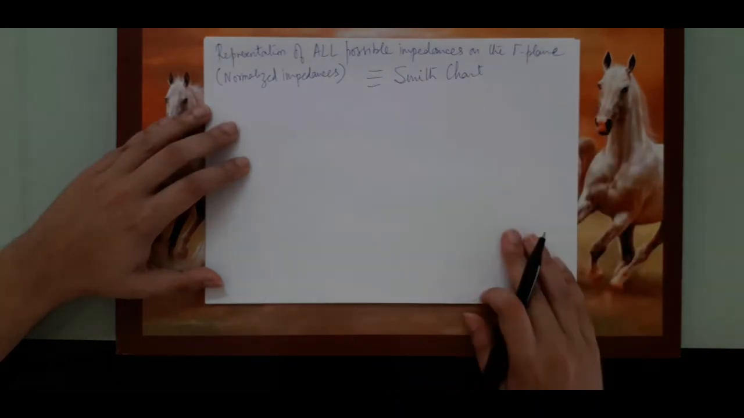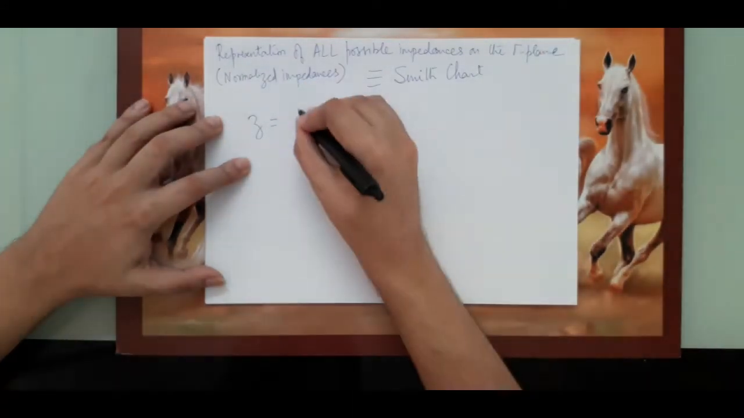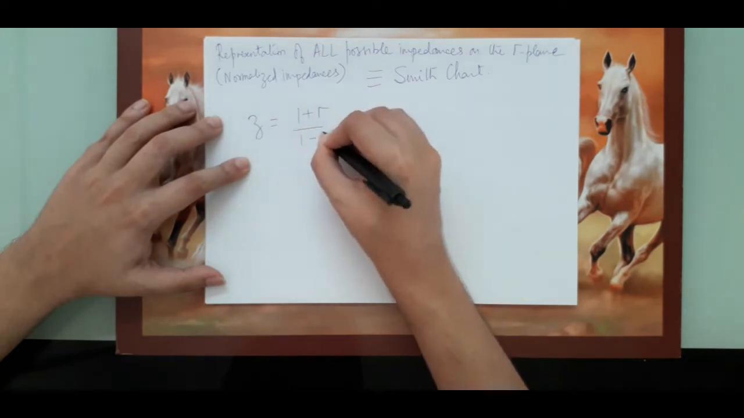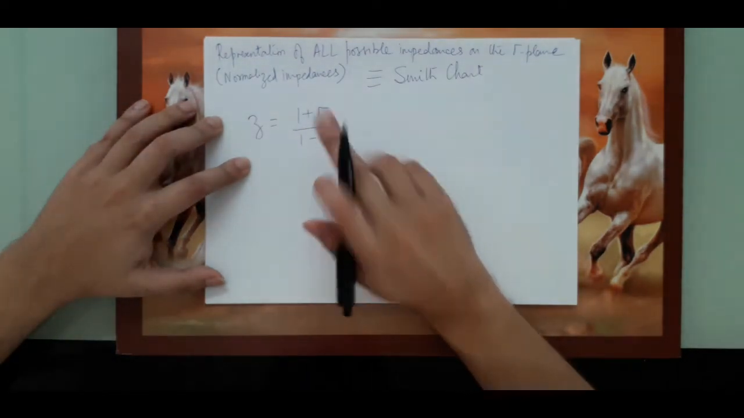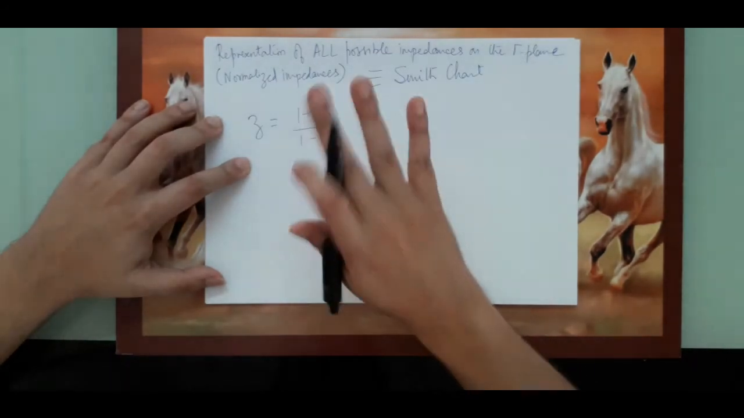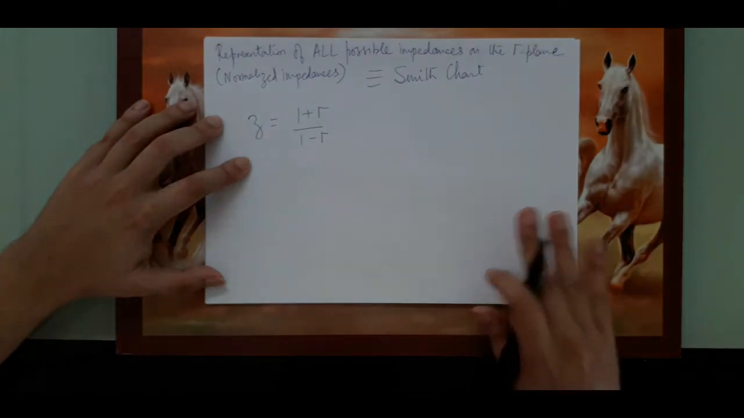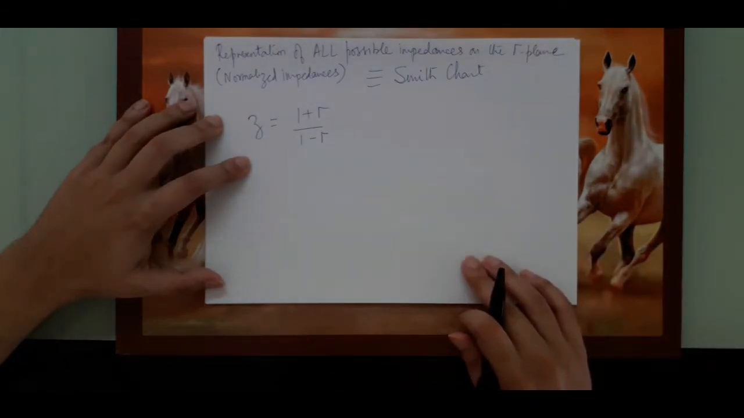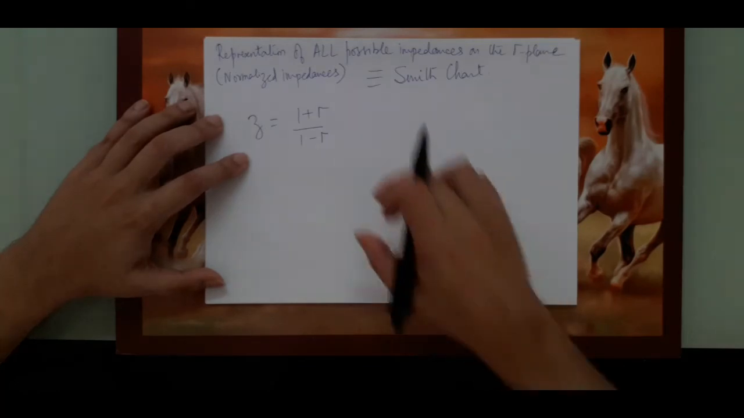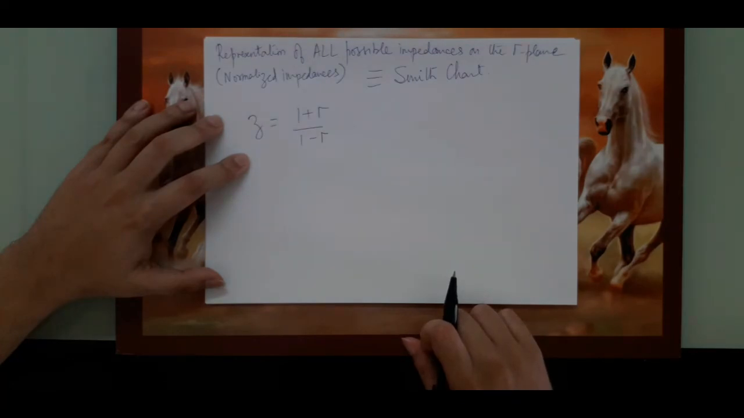We know that it's a one-to-one mapping. So can we represent z in terms of gamma? Yes, z will be 1 plus gamma by 1 minus gamma. Note that this is not the same as VSWR. VSWR is 1 plus mod gamma divided by 1 minus mod gamma. That is a totally different thing. So on the gamma plane I want to represent this impedance.